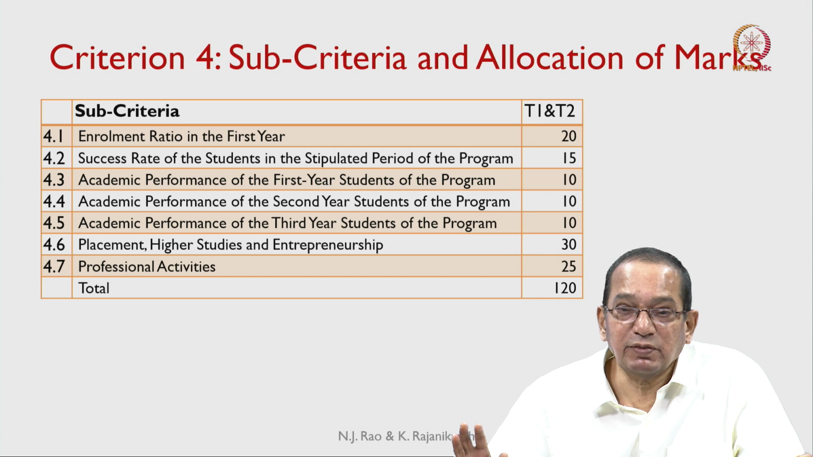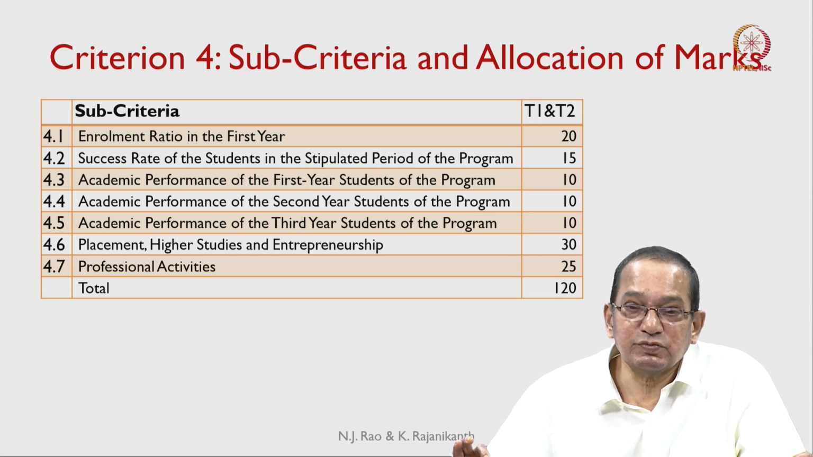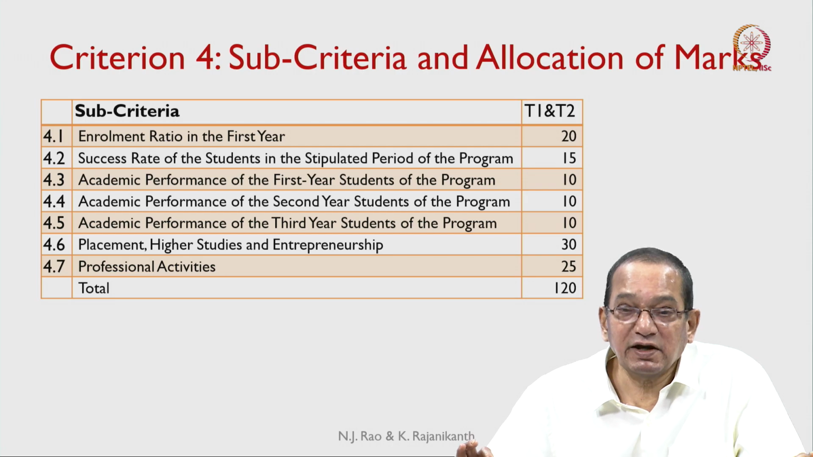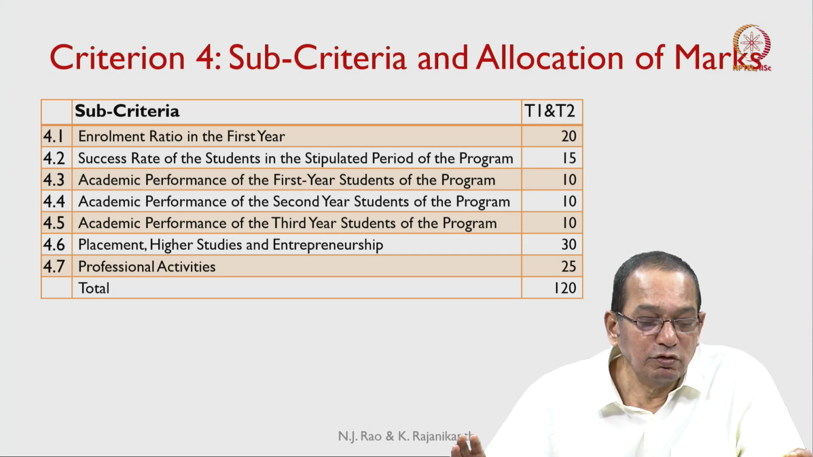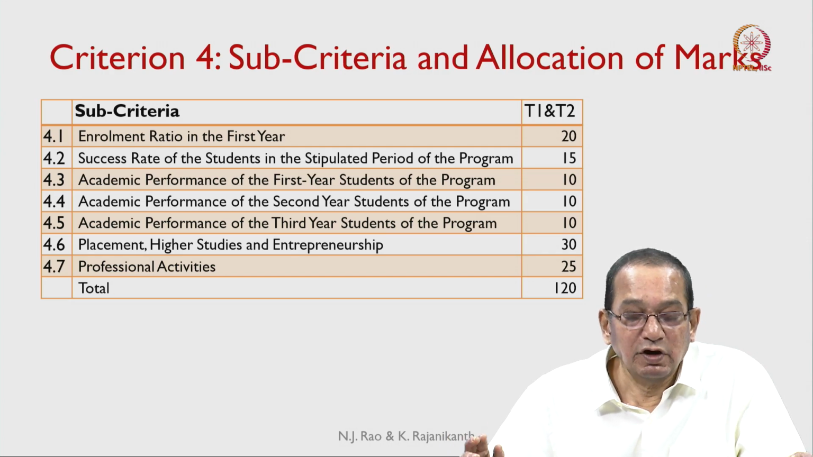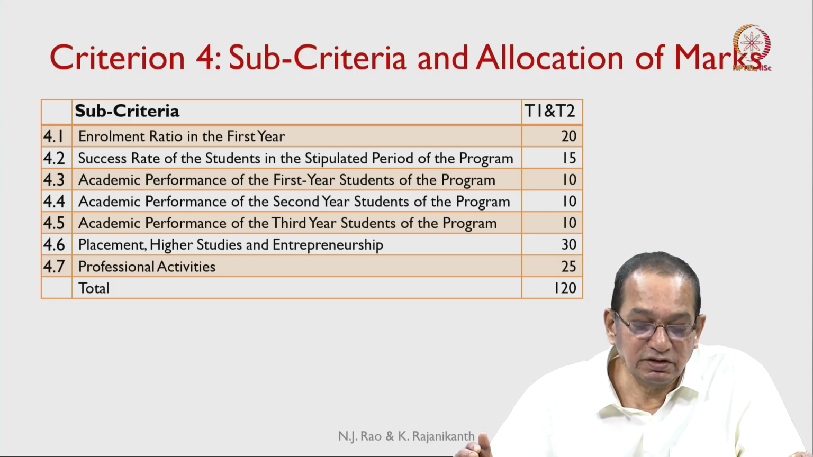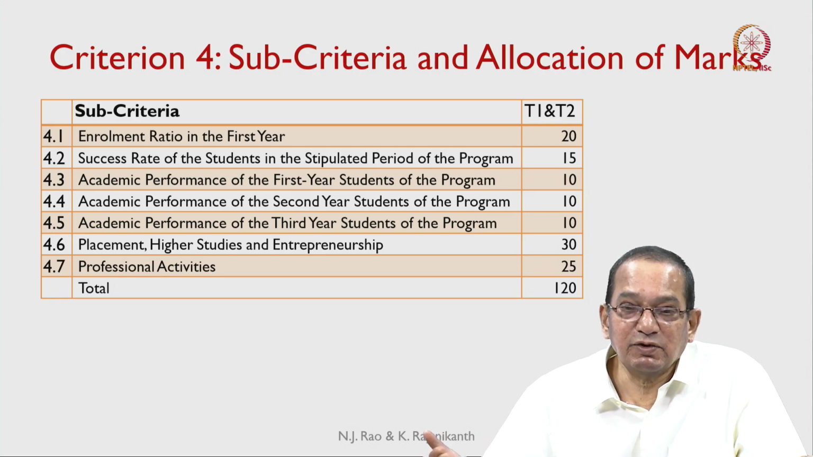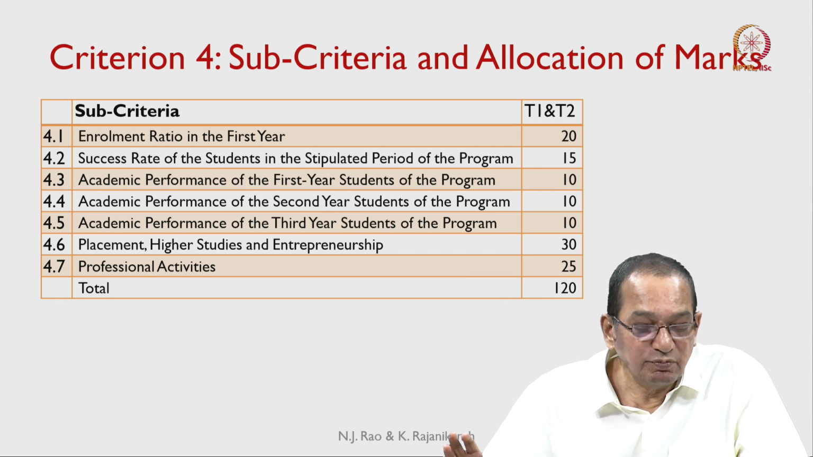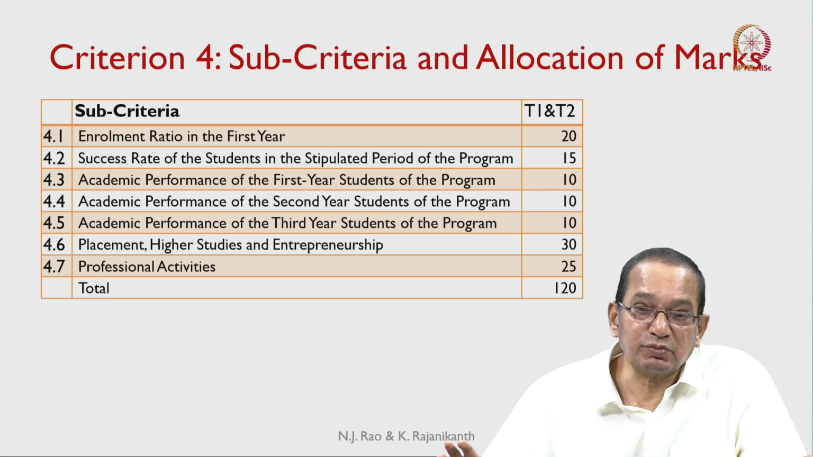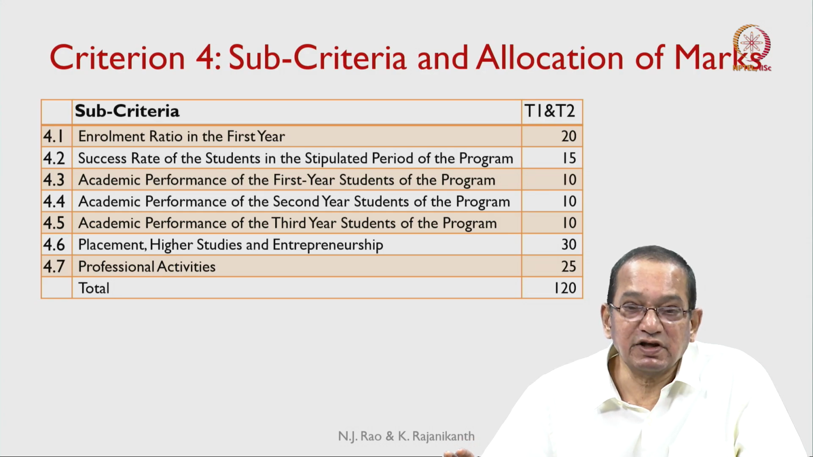The data that the department has to provide must be reliable, accurate and backed up by documents. Every data item that you provide must be backed up by appropriate documents. So, enrollment ratio, success rate within the stipulated period, then academic performance, first year, second year, third year. Fourth year is anyway final, they are coming out with the degree, so that is captured differently. Then placements, higher studies and entrepreneurship, then professional activities.